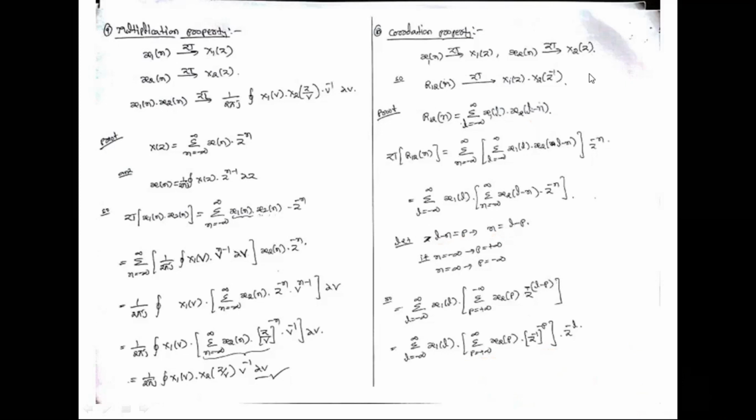The next property, so here the x1 of Z and x2 of Z inverse. Okay, see accumulation property. So no need of this one of the property, accumulation property: the sum of k equal to minus infinite to n, x of k, is z by z minus 1 into x of z. So forget about this accumulation property.